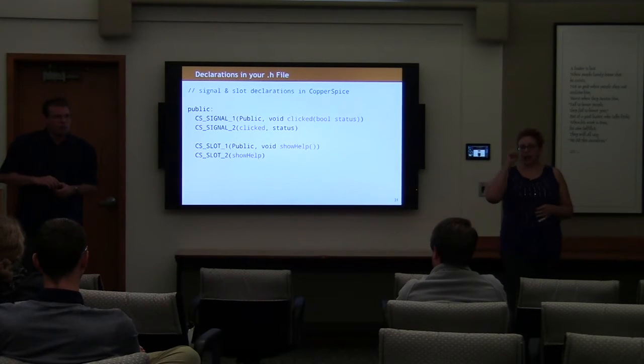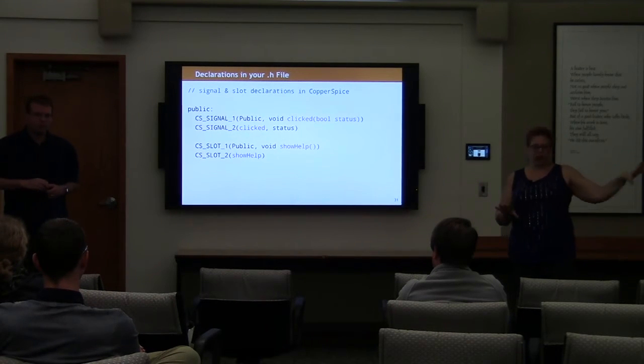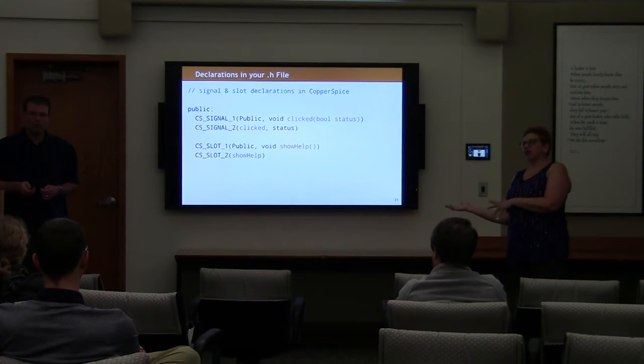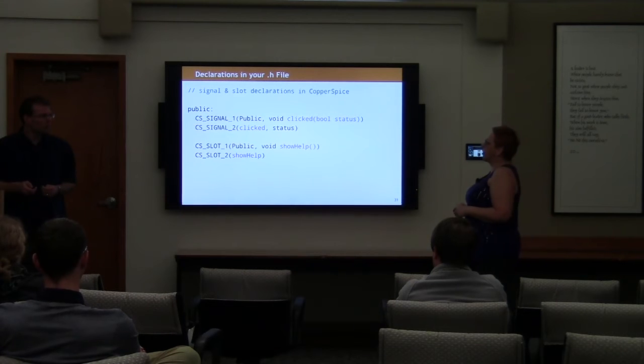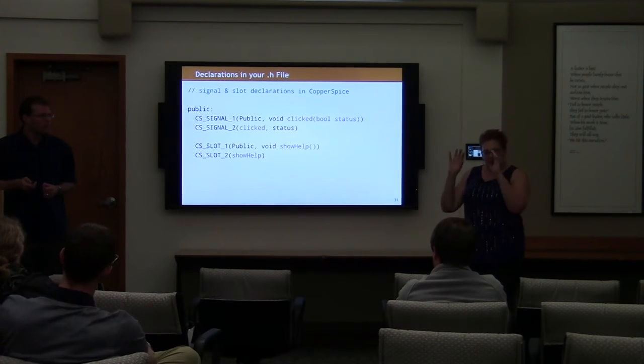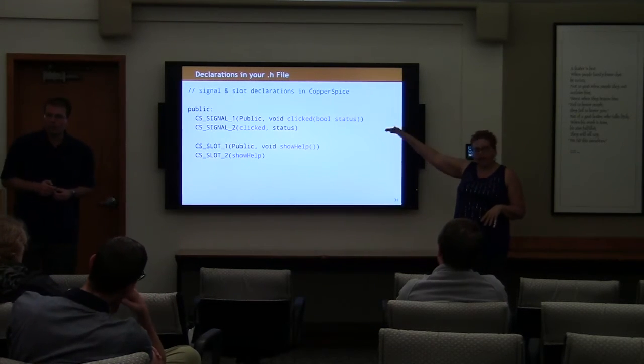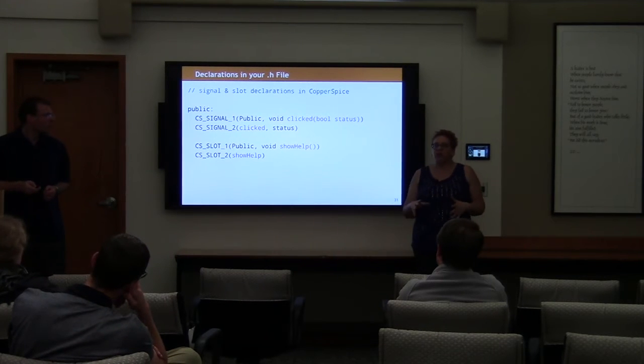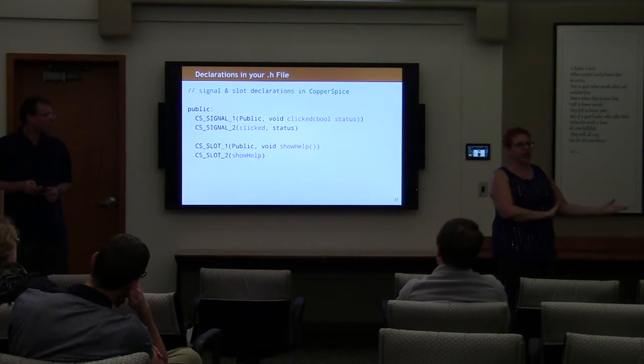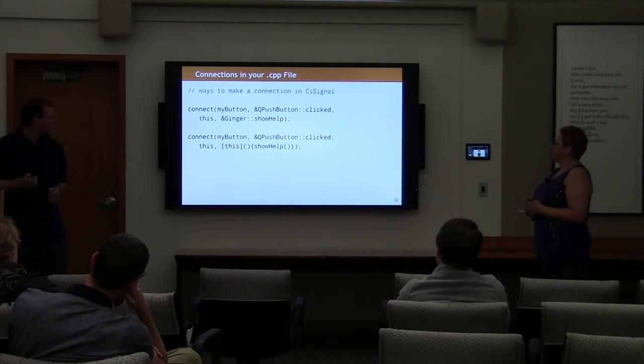Whereas in CopperSpice, which looks a little bit more like the Qt arena, we do need a macro for the slot, and that has to do with registration information, which we'll go over. But that's the big difference, is that in CopperSpice, we need macros for both the signal and the slot. There's things we have to do in the signal library. We only need the macro for the signal method.